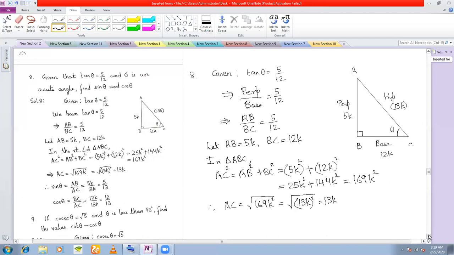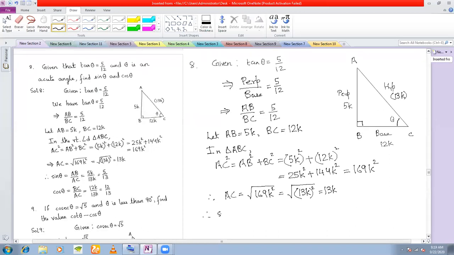So what should be sine theta and cos theta? Therefore, sine theta is the ratio of perpendicular and hypotenuse. And what is the perpendicular? Perpendicular is AB. Hypotenuse is AC. And what is the length of AB? It's 5K. And what is the length of AC? It is 13K. So therefore the ratio here, K, K cancels. So you simply get 5 by 13.